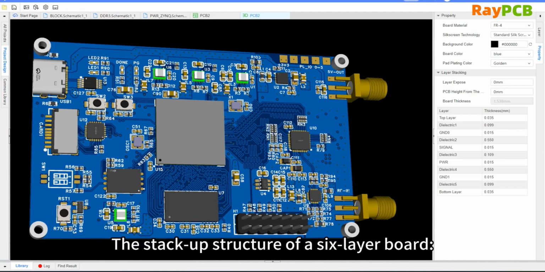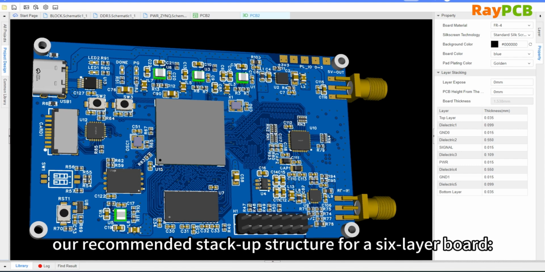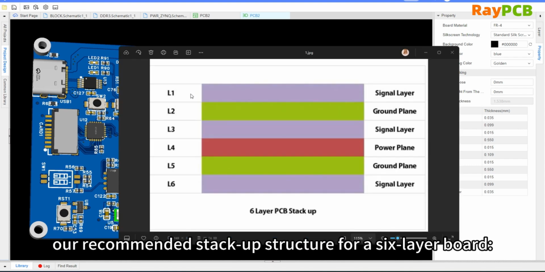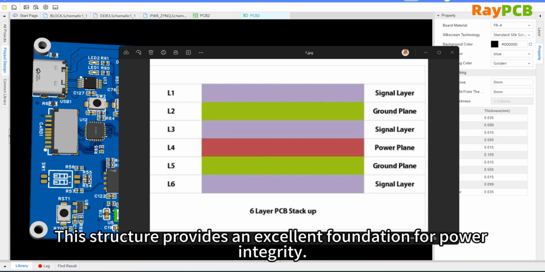The stack-up structure of a six-layer board. How does it lay the foundation for an unbreakable power network? First, let's review our recommended stack-up structure for a six-layer board, which is the D-type structure. Following this structure provides an excellent foundation for power integrity.